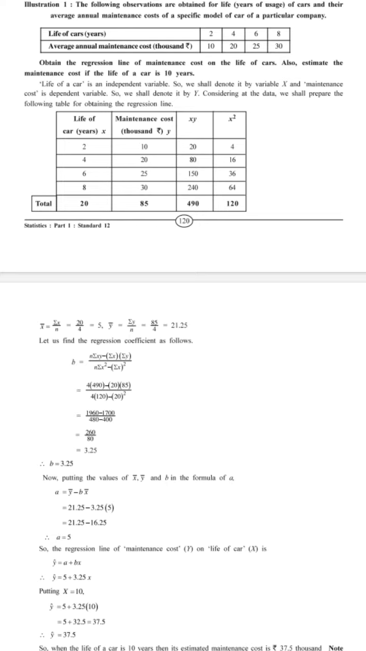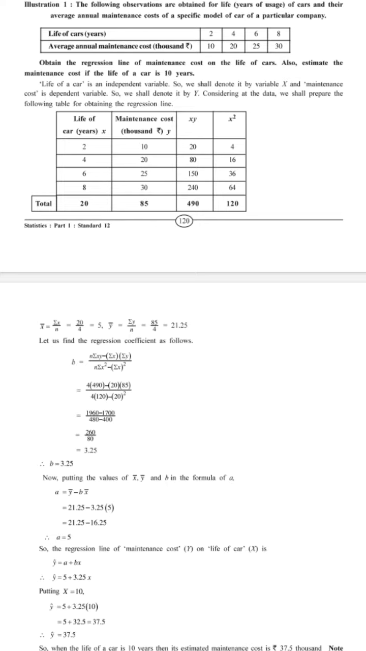What is the maintenance cost? Y. Life of cars, X. So you have to find Y on X. You have to recognize first of all whether it is X on Y or Y on X. So now it is Y on X. Also you have to estimate the maintenance cost if the life of the car is 10 years. It is very clear you have to find Y on X.